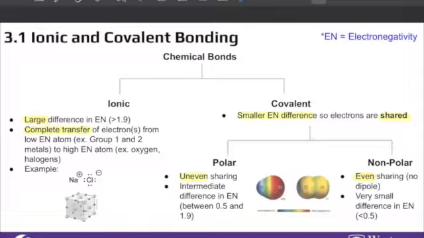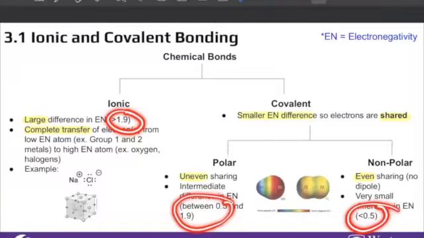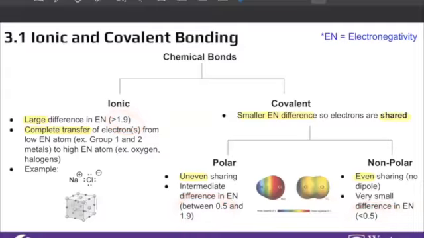Just a note that I included the actual numbers for the difference in electronegativity for all three categories. But like I said before, your questions won't usually ask you about specific numbers, and it's more important to be able to identify what the electronegativities of the two atoms are, and then how big the difference will be between them.